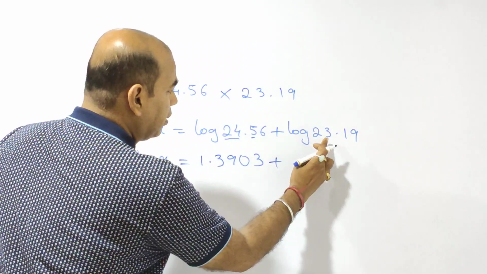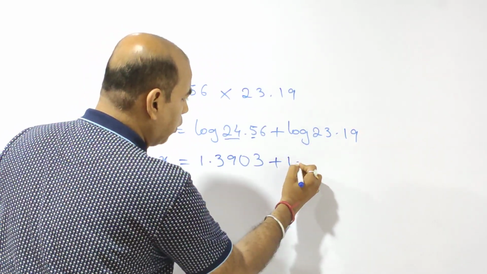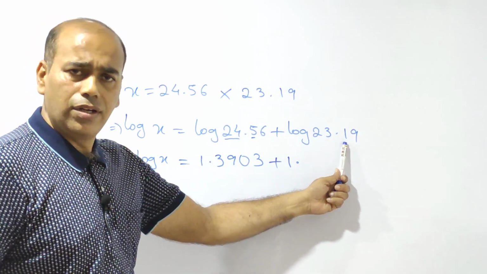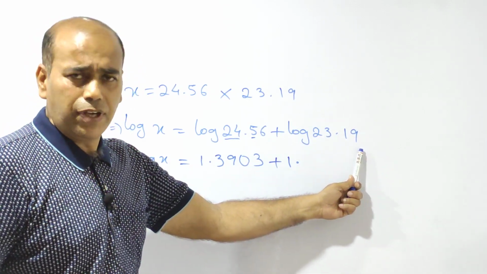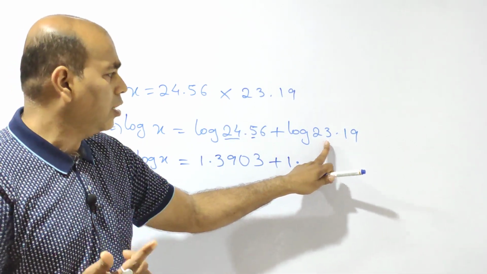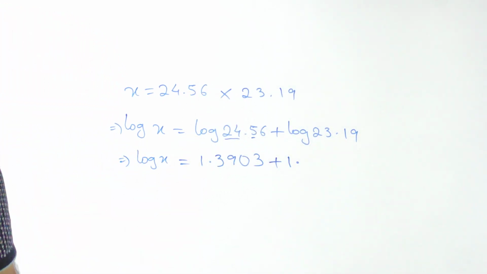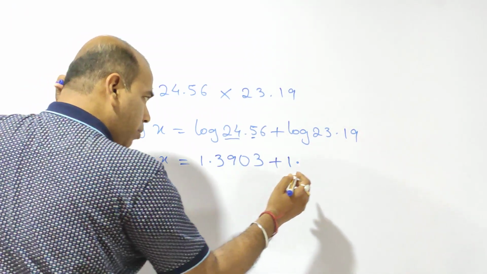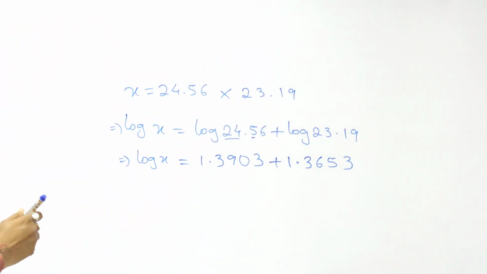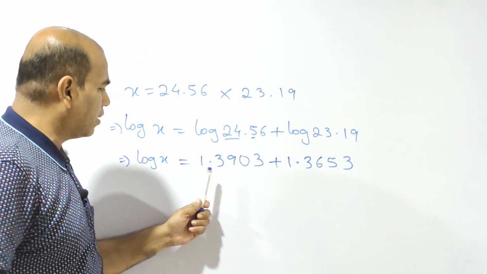Plus 23.19. Characteristic is 1. Now I will check 23 is 1 and its 9. Same way what I explained you out here, I will check 23 is column 1 and its 9th column. The value is turning out to be 1.3653. Now what will I do? I will simply add this two.